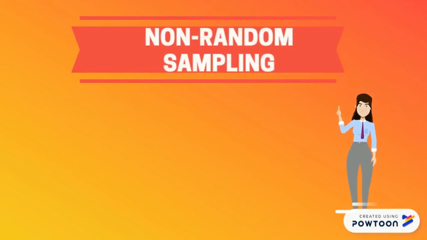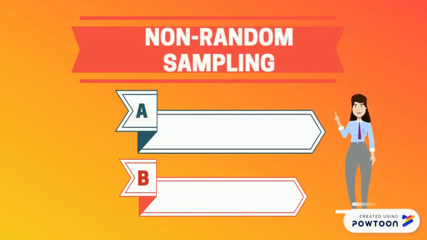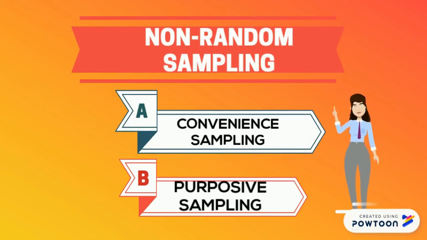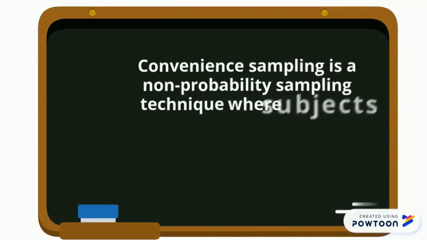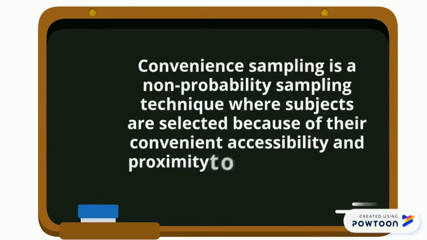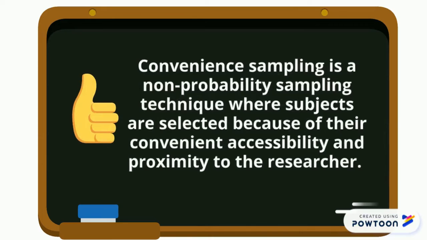There are 2 types of non-probability sampling: convenience sampling and purposive sampling. Let's talk about convenience sampling. Convenience sampling is a non-probability sampling technique where subjects are selected because of their convenient accessibility and proximity to the researchers.